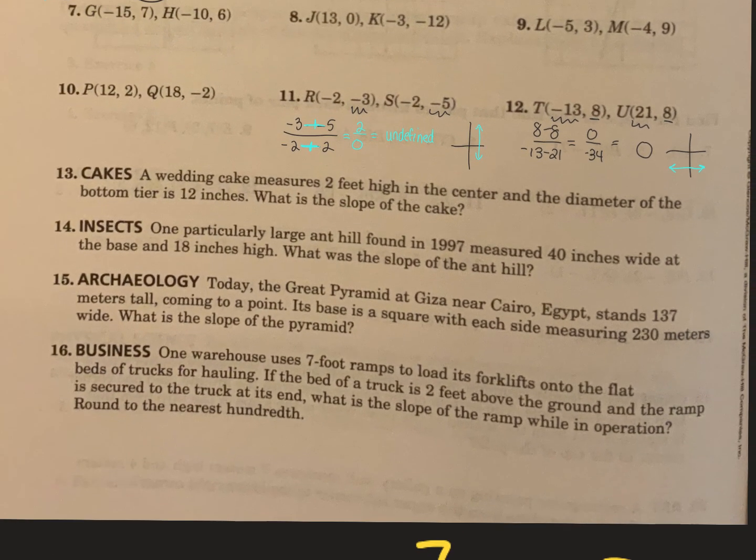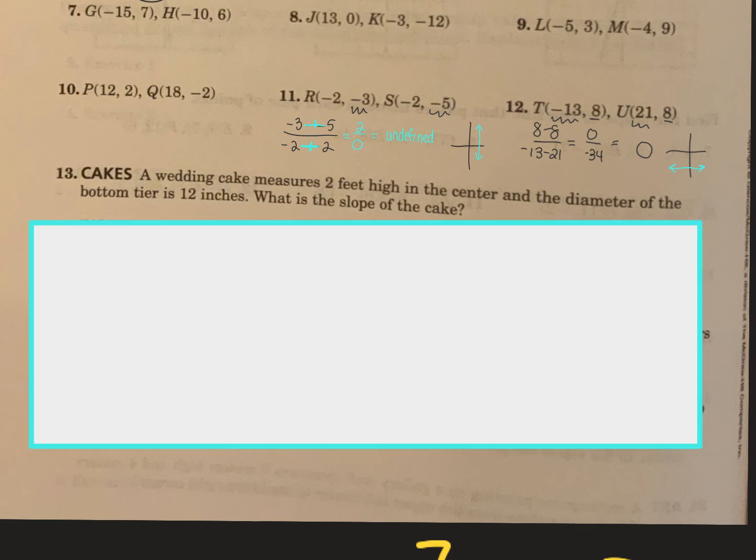All right, let's work out a word problem. Let's go with number 13, might as well. It's a good one. First one we come to here. Okay, so it says that the wedding cake measures 2 feet high, 2 feet this direction, and the diameter of the bottom tier is 12 inches. Well, diameter sounds like it's going across, 12 inches. What is the slope of the cake? This is so weird. Why is the cake sloping? It's just a cake, but okay, whatever.